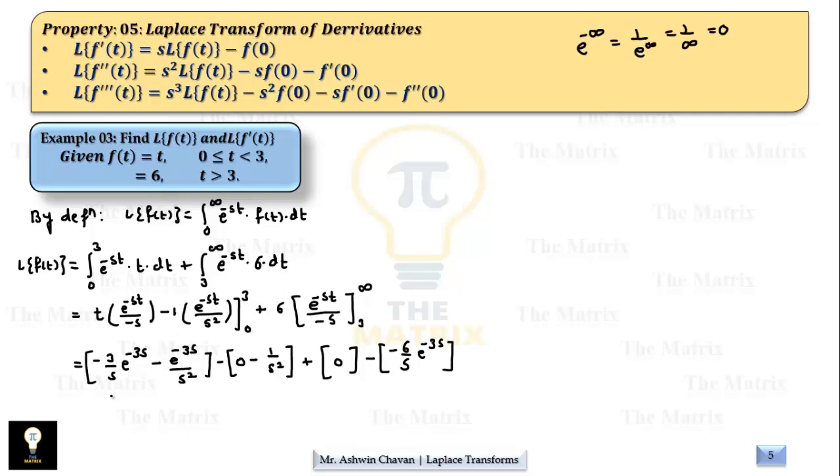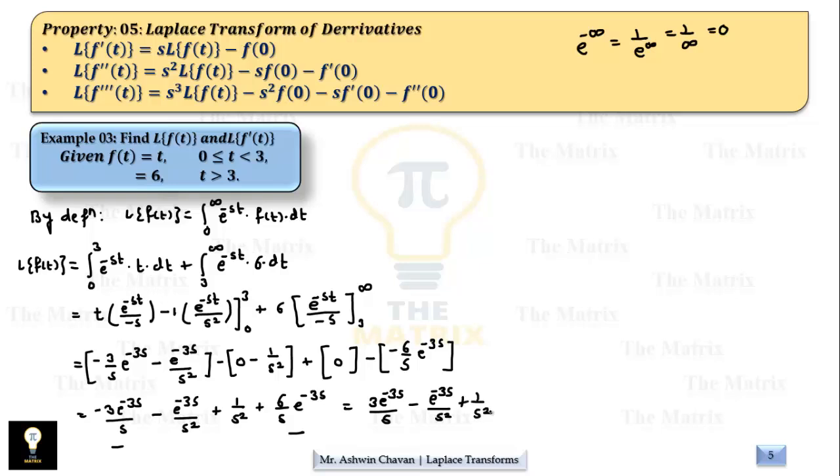When we open all the brackets, we get minus 3 e raised to minus 3s upon s, minus e raised to minus 3s upon s square, plus 1 upon s square, plus 6 upon s e raised to minus 3s. These two terms can be clubbed because of the common denominator. So minus 3 times e raised to minus 3s upon s plus 6 times the same gives plus 3 times. So finally we get 3 times e raised to minus 3s upon s, minus e raised to minus 3s upon s square, plus 1 upon s square. This is our Laplace of the given f of t.